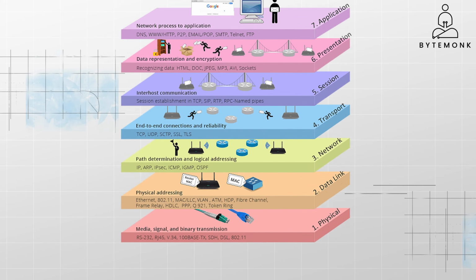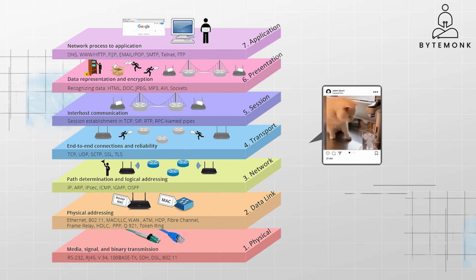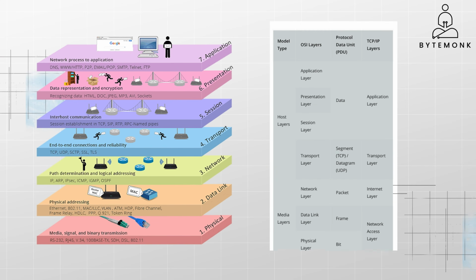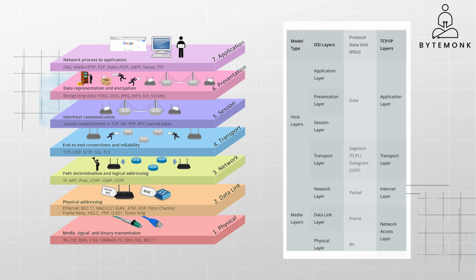By working together, these 7 layers ensure your funny cat video gets to your friend in one piece, ready for them to laugh. Note that in a layered system like this, devices of a layer exchange data in different formats, which is known as Protocol Data Unit or PDU. The table below shows the PDU in different layers.